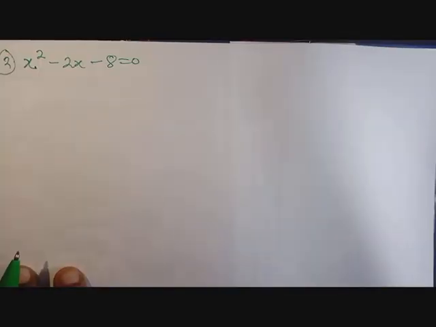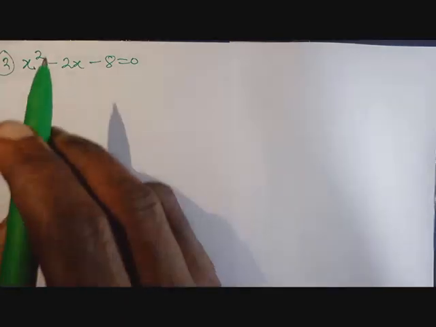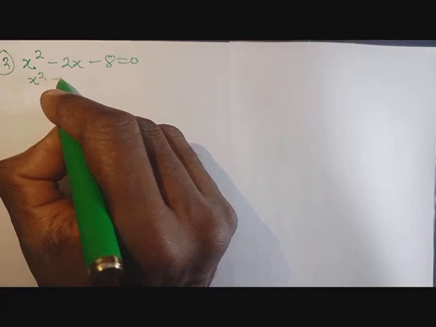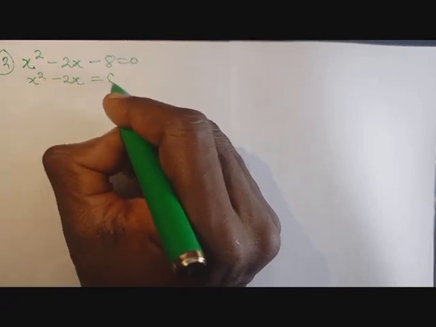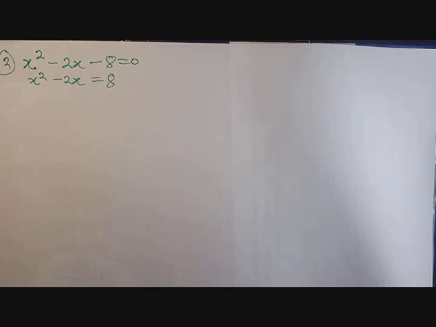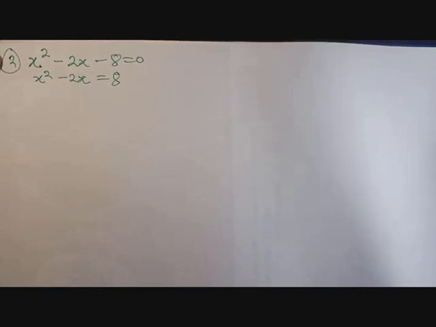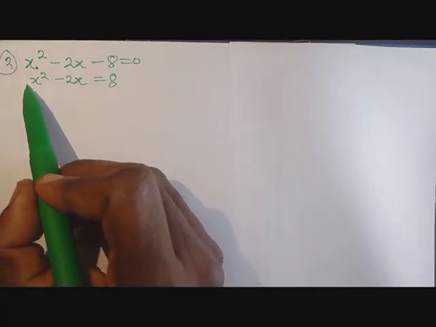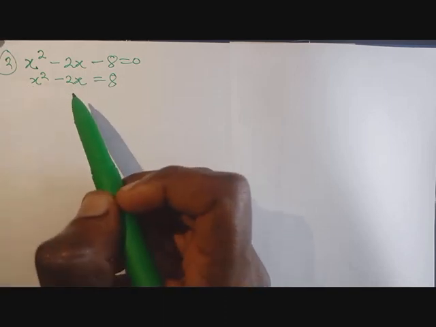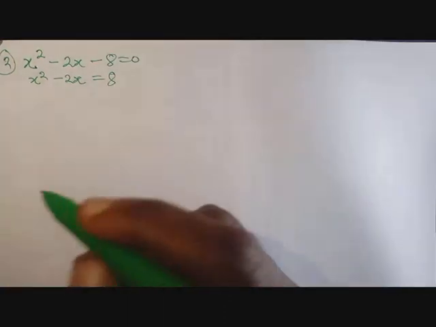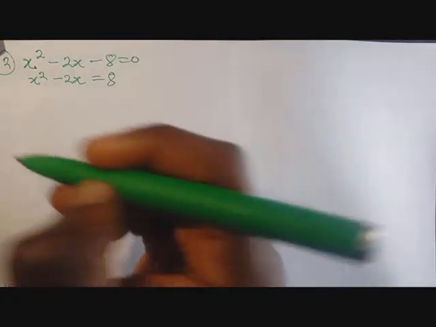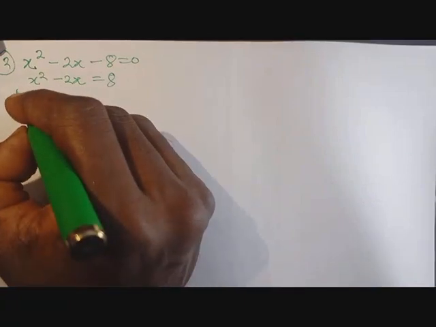And remember, we're trying to solve this using the completing the square method. So the first step is to do what? Move the constant term across the equality sign. So we're going to get x squared minus 2x equals 8. That's the first step. Then the second step is to divide through by the coefficient of x squared. But in this case, the coefficient of x squared is 1. So nothing's going to change. It's going to remain the same. So we can skip that particular step and move to the third step, which is adding the square of half the coefficient of x.